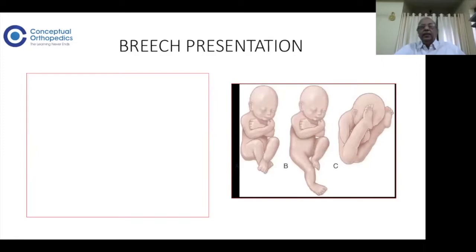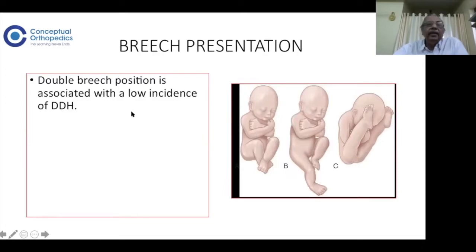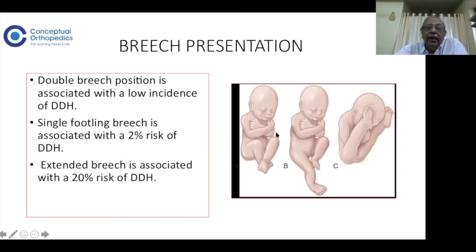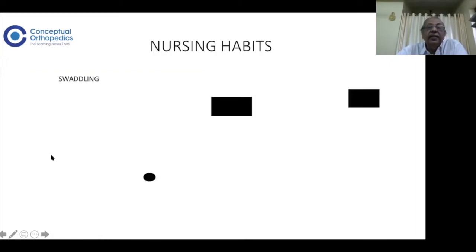Regarding breech presentation, there are various types of breech presentation. Which of them will give an increased incidence of DDH? In a double breech like this, they have got a low incidence. Single footling breech, 2%, while an extended breech is associated with 20% chance or increased risk of DDH. So it is the extended breech that increases the incidence of DDH.